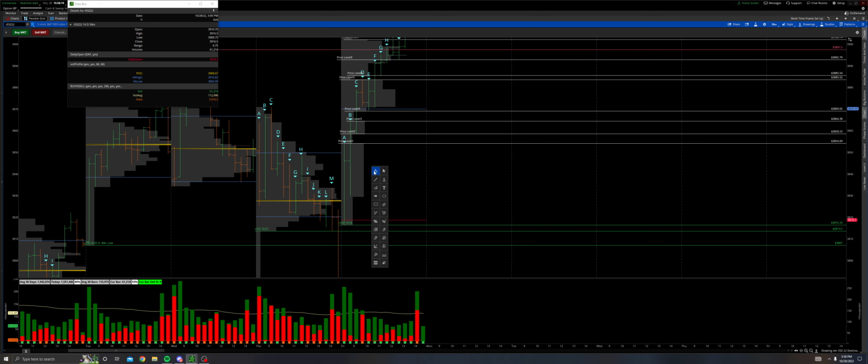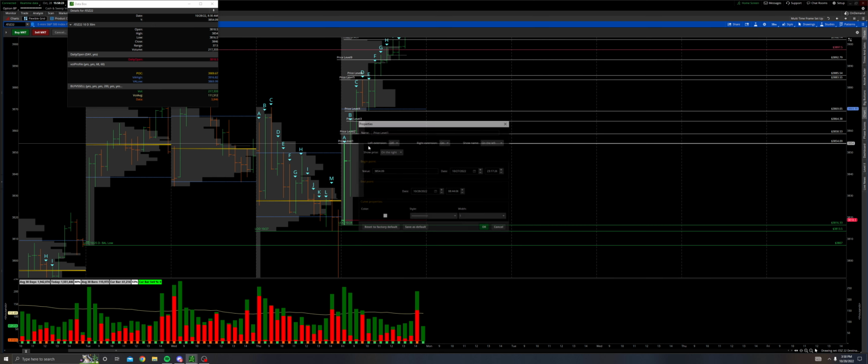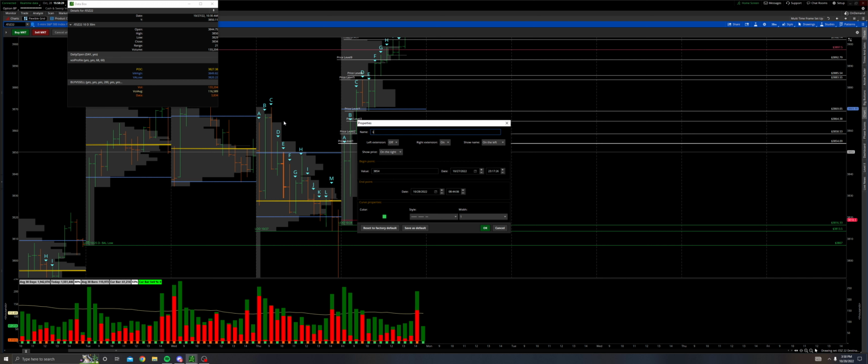All right, and then we got this set of single prints here. A's high, 38.54. Set of single prints here. Single prints will fill at this level.